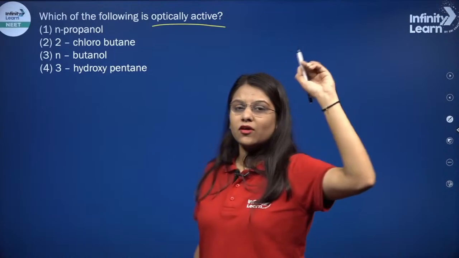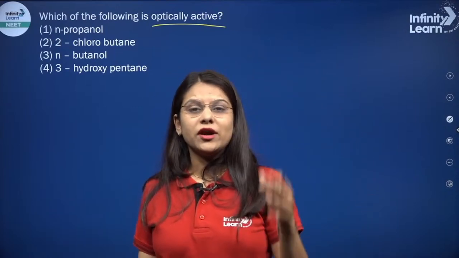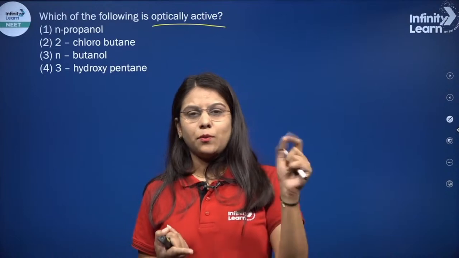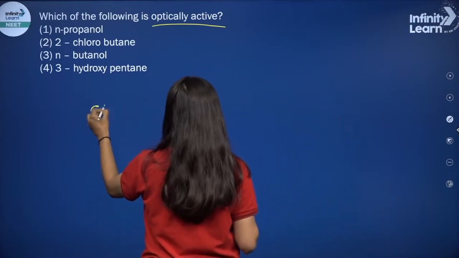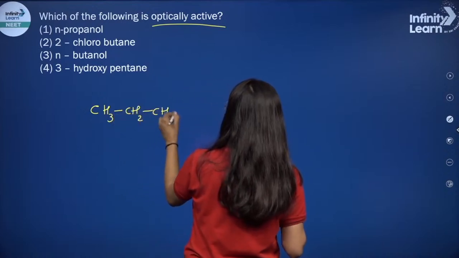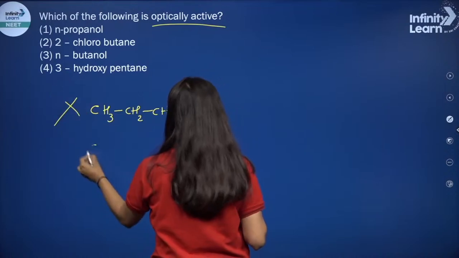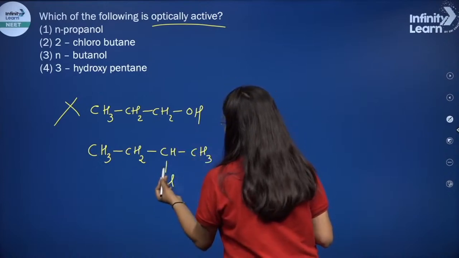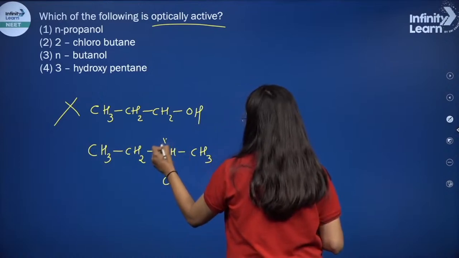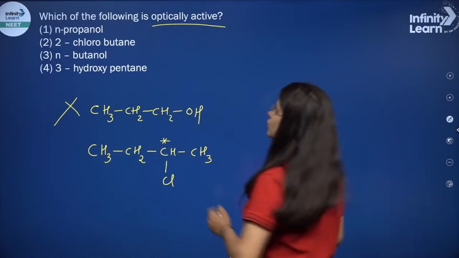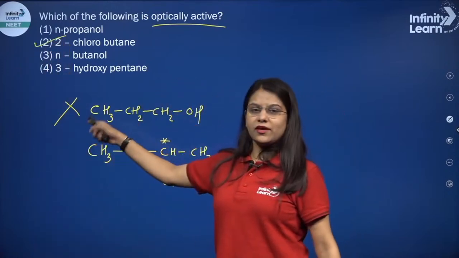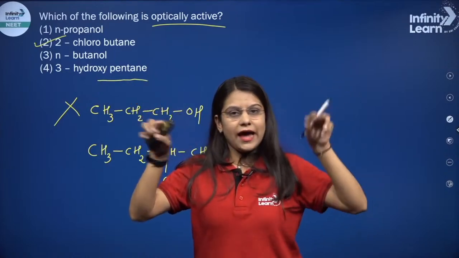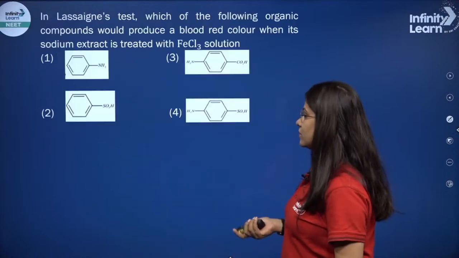Which of the following is optically active? For this we need a chiral carbon. So what I'll do, I'll draw the structures of all the compounds and check which of these have a chiral carbon. If they have a chiral carbon, they will be optically active. So n-propanol. Do we have a chiral carbon here? No, wrong. 2-chlorobutane. On this carbon, I have different groups: ethyl group, methyl group, hydrogen and chlorine. This will be the chiral carbon. So my answer will be 2-chlorobutane. In n-butanol also, there will not be any chiral carbon. 3-hydroxypentane, no, because on the third carbon we have the same groups, ethyl and ethyl. So it will not have a chiral carbon. Answer is option number 2.